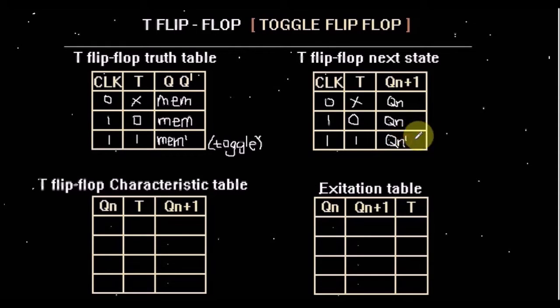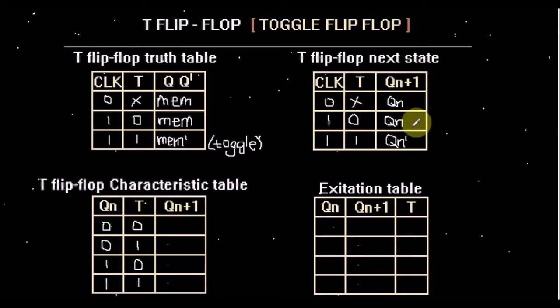Next is the characteristic table that will define the next state of the T flip-flop in terms of the T flip-flop inputs and the current state. So we have Qn and T inputs with 4 possible combinations. These are 0 0, 0 1, 1 0, and 1 1. So when T is 0, here in memory, it means that whatever present state you are having will be in the next state.